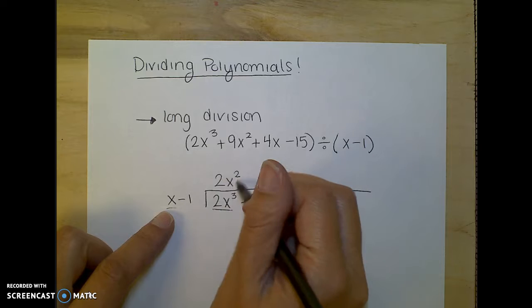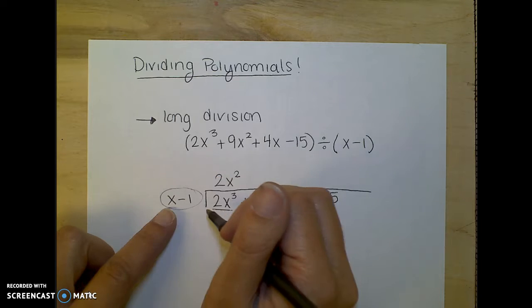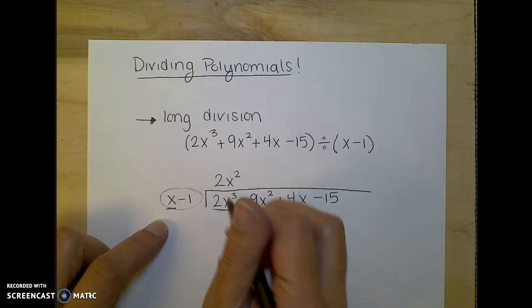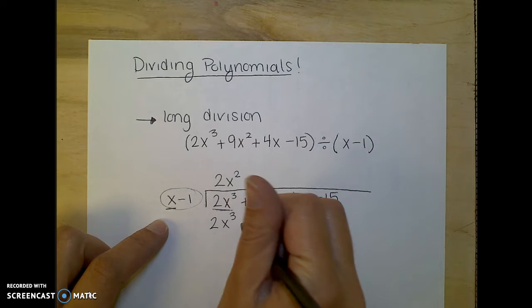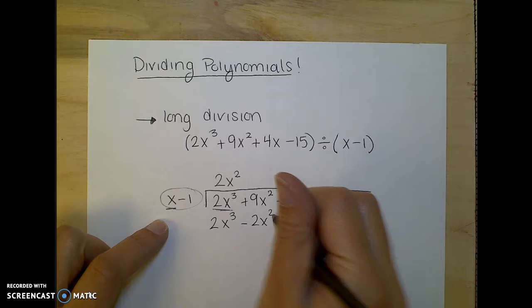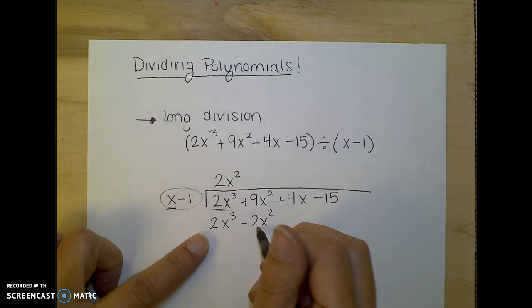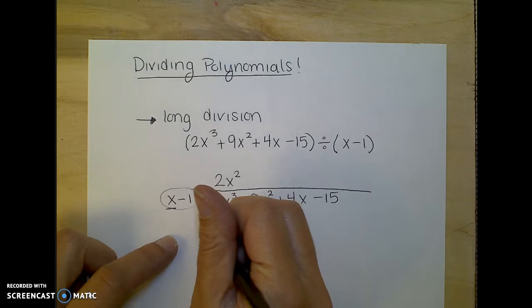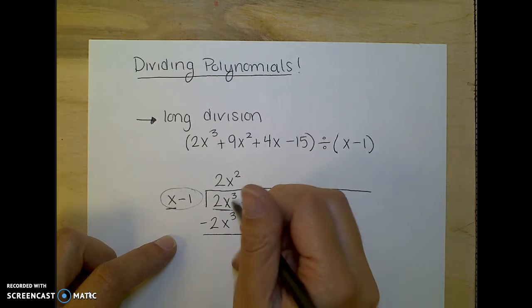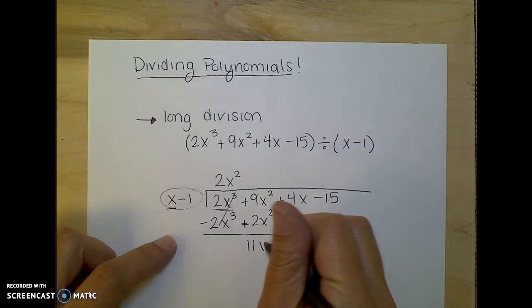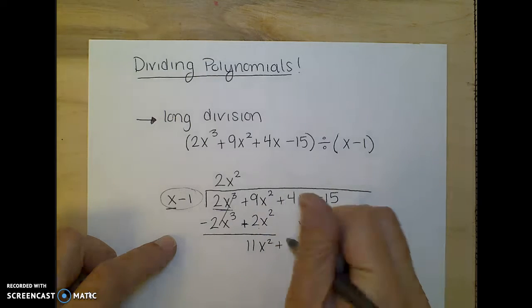Then, when I multiply this, I have to multiply it to all of this. Okay, so we're focused on the front numbers, but then I have to multiply the whole thing. So 2x to the third minus 2x squared. Then when I get here, I have to subtract everything, which really just means change the signs. So then that's 0. You get 11x squared. You drop everything down.